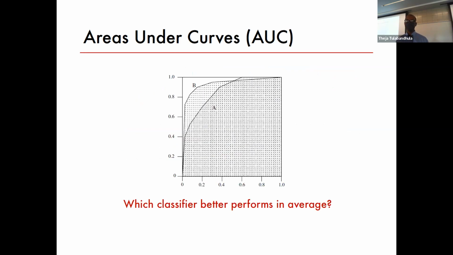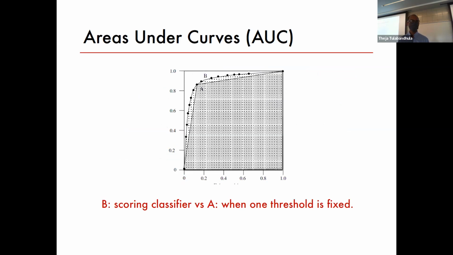So as I said, area is just the area under the ROC curve. It's just a way to say that, on average, one classifier or collection of classifiers is better than the other. Okay. So B seems to be better than A in this example. Same here.